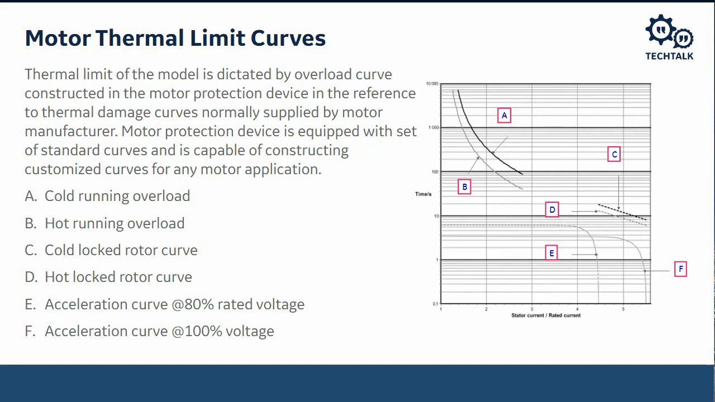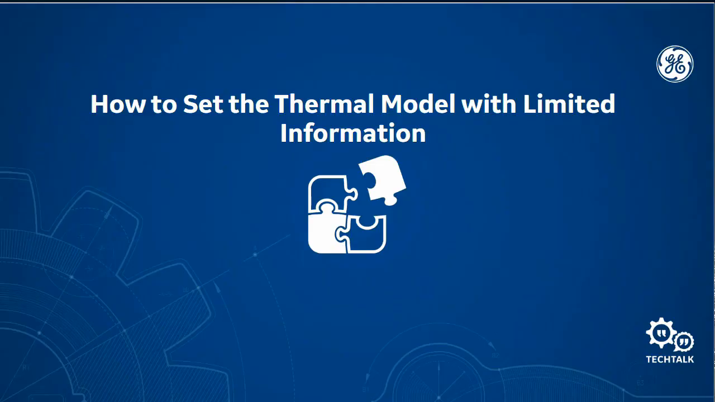Now, unfortunately, in our scenario today, we're going to talk about what we would do if we don't have this data. And there's a lot of data on this curve, and if we don't have that data, we've got to do some other things and make some other assumptions. So let's talk about what we would have to do or what we could do. So let's talk about how we're going to set the motor thermal model if we've got very limited data.